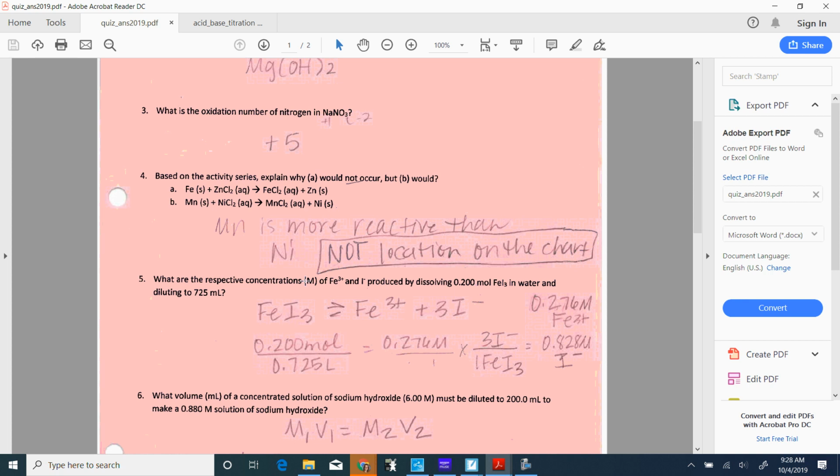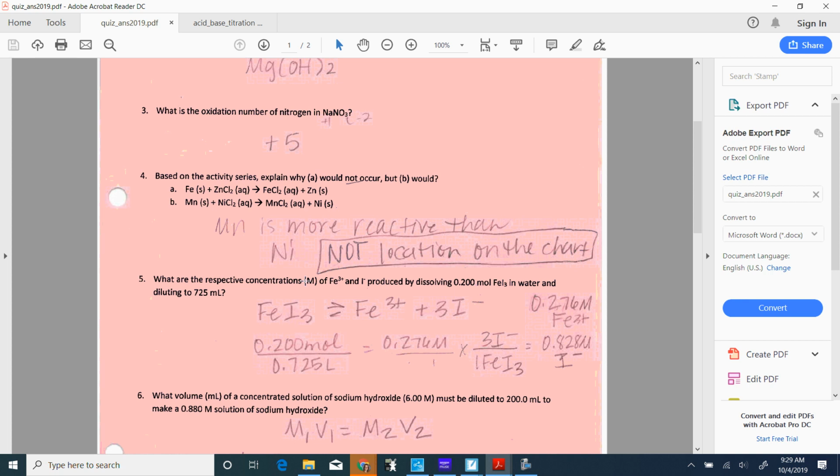Okay, number 4. Every single person would get this wrong on the test right now. So if you got it right, you're not right. I just wasn't going to mark every single person wrong. You cannot use a location on a random list as a reason. I know that manganese is higher than nickel, or whatever you said is higher than the other, but what if you were given a chart that was just flipped the other way? That chart is just arbitrarily highest to lowest.